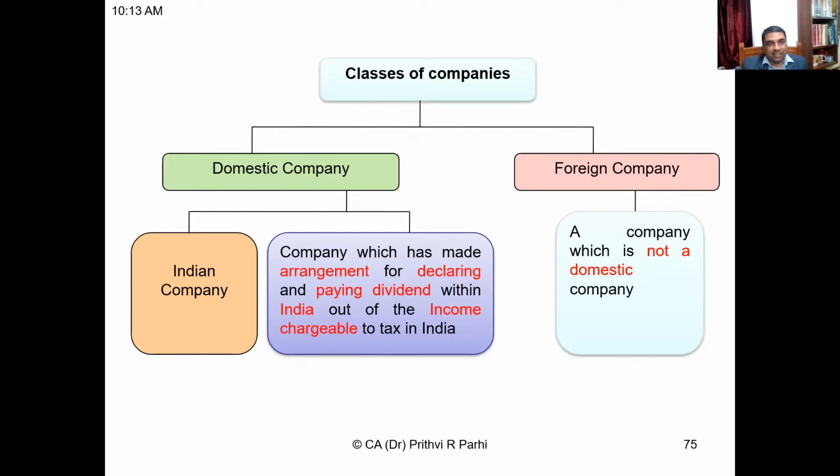Now, if you look at this picture, you can find out domestic company means or includes, first of all, Indian company. And just now we have seen what is the meaning of Indian company. That means once it is an Indian company, it is always a domestic company. There is no option. Whatever the situation, it can never be foreign if it is an Indian company. But in addition to Indian company, there might be some other company which is a non-Indian company, but still it can be regarded as a domestic company. Are you getting my point? Now, you might be thinking, what is that possibility? When can a non-Indian company also become a domestic company? Will you please read out?